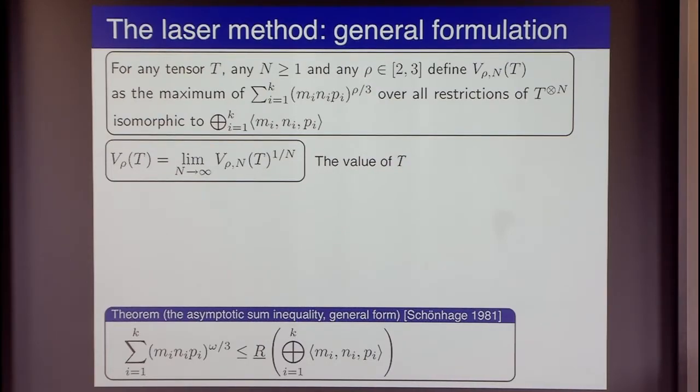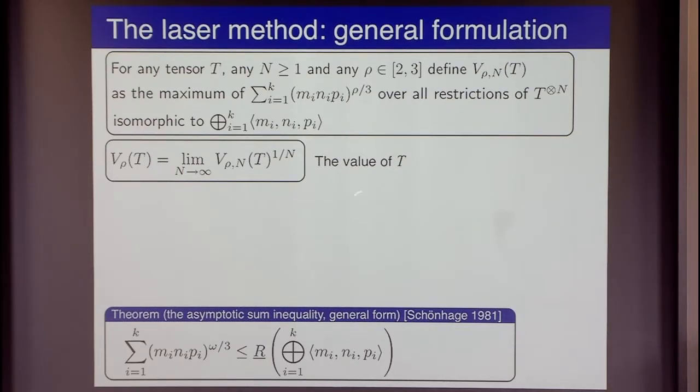And the way of expressing the contribution of a tensor to this left term is expressed by the value. So technically, the value for any rho from 2 to 3 and any n is the maximum of this quantity over all restrictions of the nth power of the tensor isomorphic to this. So you're considering all ways of converting, by zeroing variables or even doing more general restrictions, this tensor into something like that, and you take the ways that maximize this quantity.